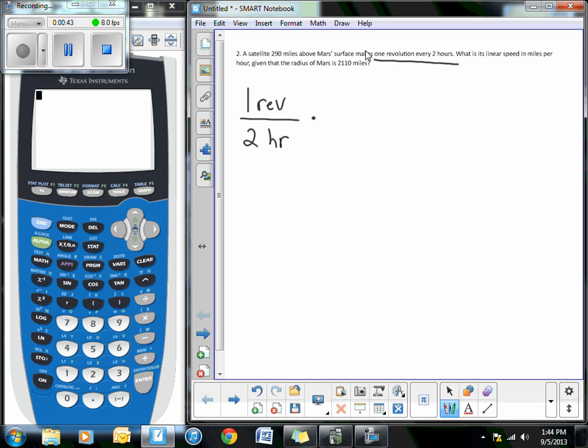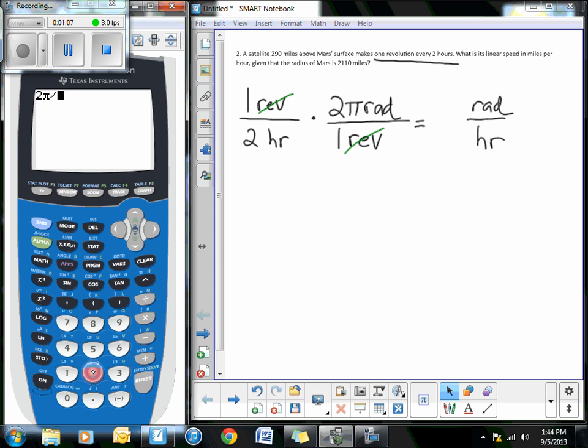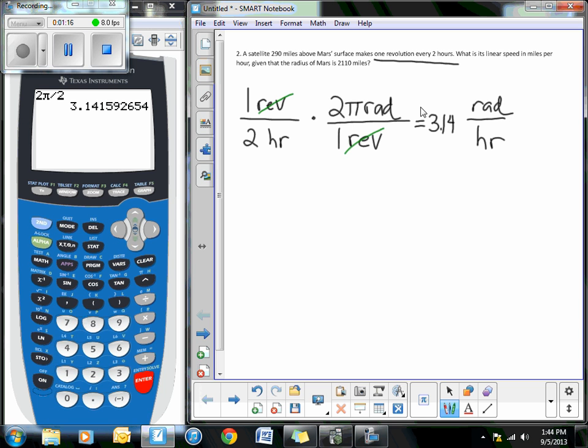So remember our conversion factor, that 2 pi radians equates to 1 revolution. And I know when I do this conversion that my revolutions will cancel, and I've got radians over hour. And if I do 2 pi divided by 2, you can probably do that pretty easy, but if you want the decimal, you've got 3.14, or pi. And since we're looking at radians over hours, I know that's my angular speed.